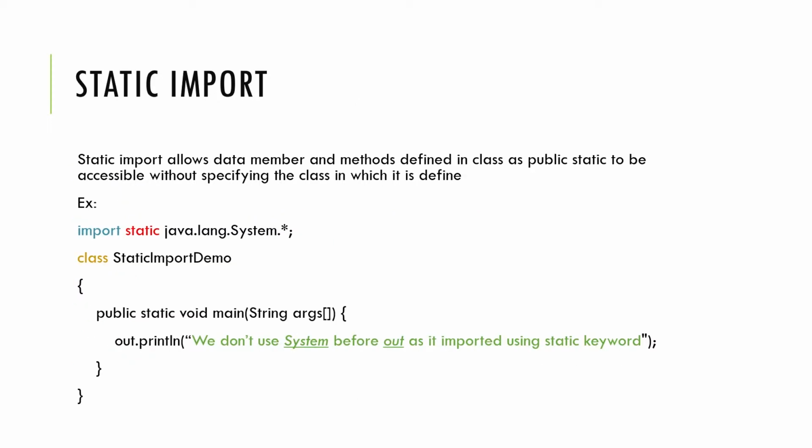Static import. Static import allows the data members and methods defined in a class as public static to be accessible without specifying the class in which they are defined. Example, import static java.lang.System. So using the static import, we can import the static members like methods and data members into our program such that we don't need to use the fully qualified class name.